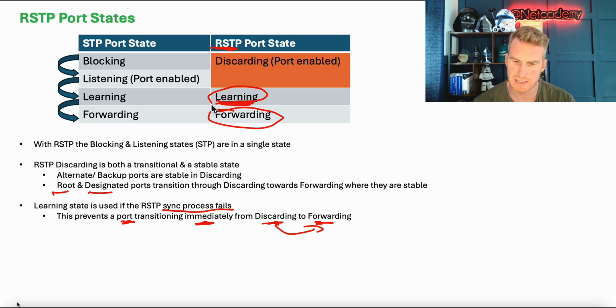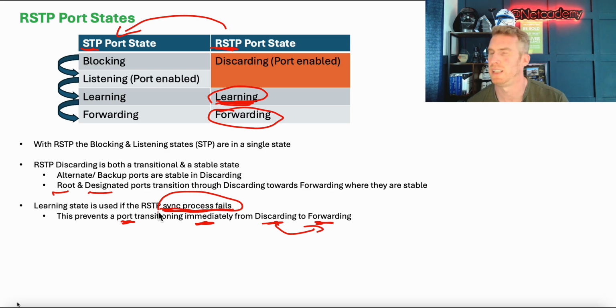Why would the sync mechanism fail? Well, basically RSTP is backwards compatible with STP, so RSTP can work with STP, but STP doesn't support this sync mechanism, and thus if RSTP is trying to speak to an STP switch, it needs to revert back to STP. So that's why there is this learning state here in the RSTP world, sorry. It's getting a bit confusing between STP and RSTP, these different acronyms, but you know what I mean.